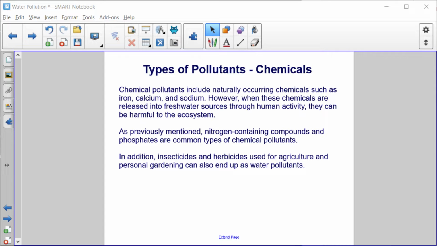As previously mentioned, nitrogen containing compounds and phosphates are common types of chemical pollutants. In addition, insecticides and herbicides used for agriculture and personal gardening can also end up as water pollutants.